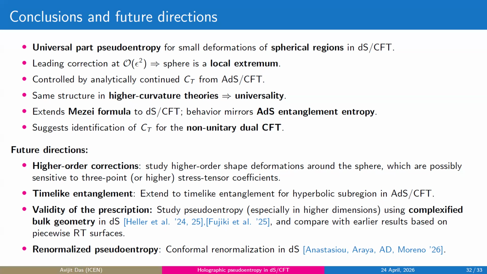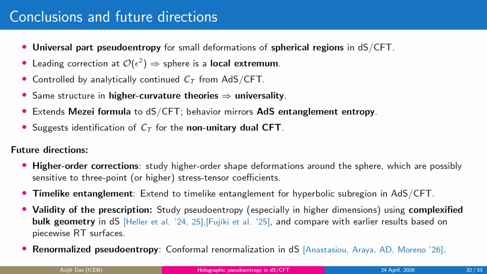Then two more important things. This thing I have not mentioned very much, but the validity of this prescription. Recently there has been some progress on the first law of pseudoentropy, whether we can get the Einstein equation from pseudoentropy. They have found that to do this, you have to basically complexify the whole de Sitter spacetime. If you complexify the whole de Sitter spacetime, you will get the correct Einstein equation from pseudoentropy. But in our prescription, we have used the real de Sitter space. We have not used complex de Sitter space.